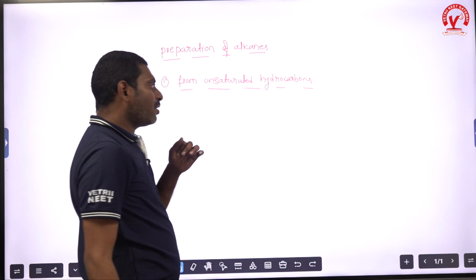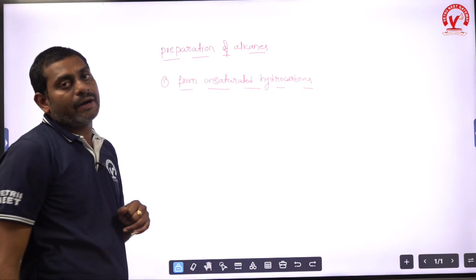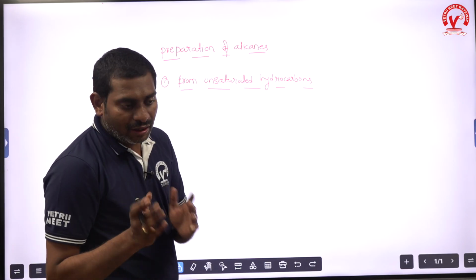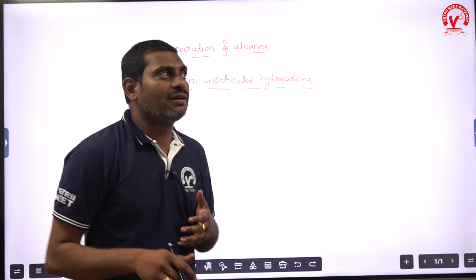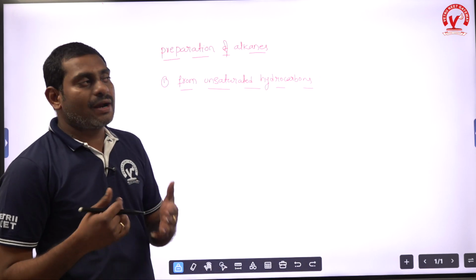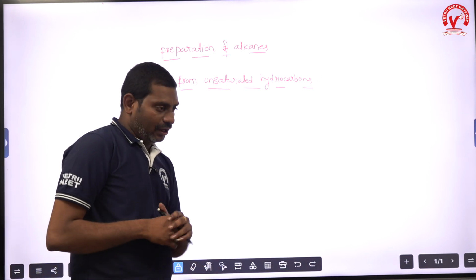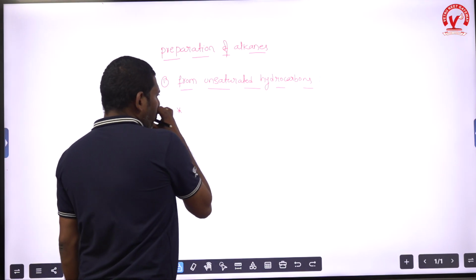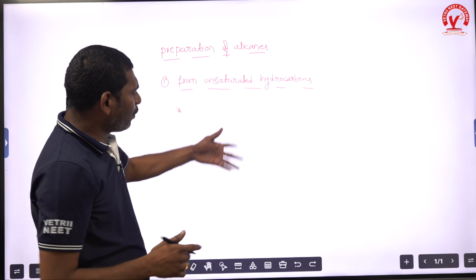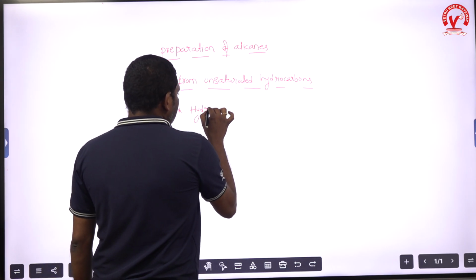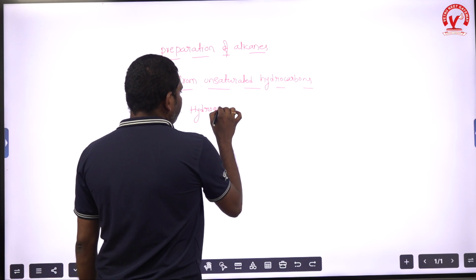Unsaturated hydrocarbons have double bonds and triple bonds, alkenes and alkynes. Alkenes and alkynes react with hydrogen in presence of a finely divided catalyst like platinum, palladium or nickel catalyst to give alkanes. So it is addition of hydrogen, and generally this process we can say is hydrogenation.